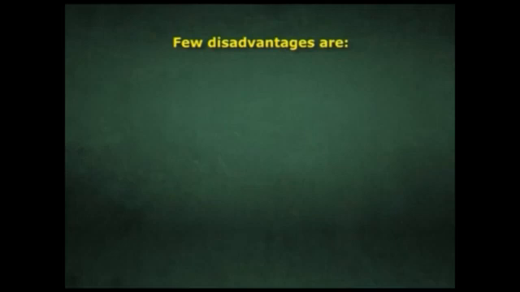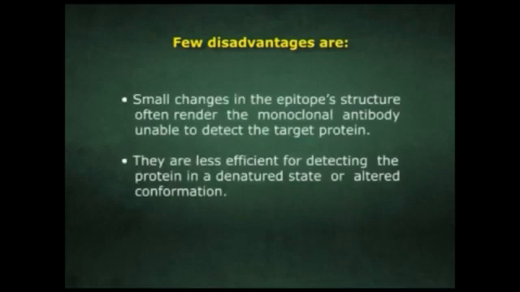Few disadvantages are: small changes in the epitope structure often render the monoclonal antibody unable to detect the target protein. They are less efficient for detecting the protein in a denatured state or altered conformation.